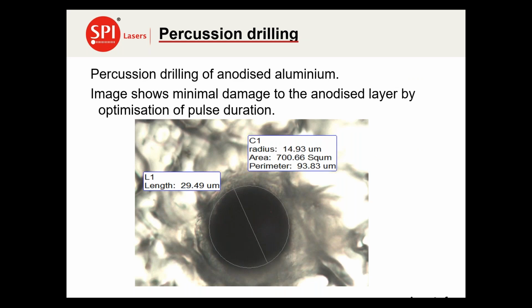Anodized aluminium, again, is another important material that is very often drilled, and I've added this particular image to show that we haven't damaged the anodized layer. You can see the anodization on the surface, and there's very little damage to the anodized layer. So it's very specific in terms of drilling through the material without damaging the top surface.